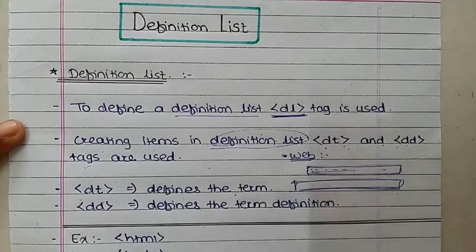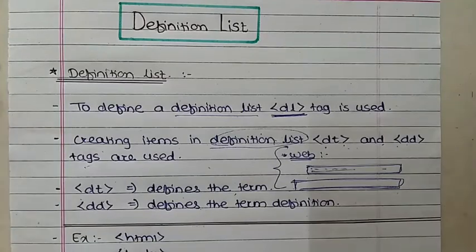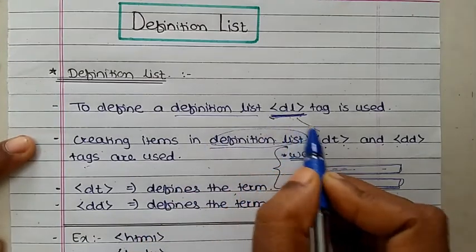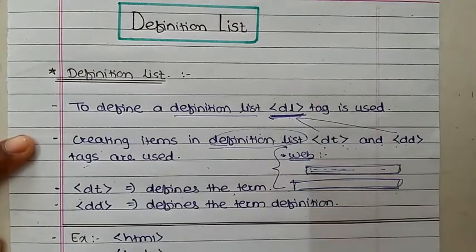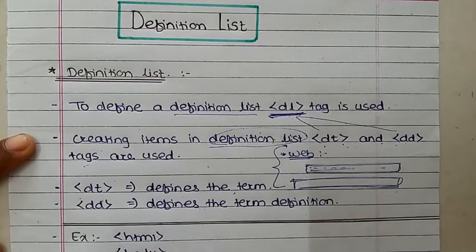So for defining such a list of elements, we use the DL tag. In the DL tag we have to use two tags, that is DT and DD. So we will see one example based on this.